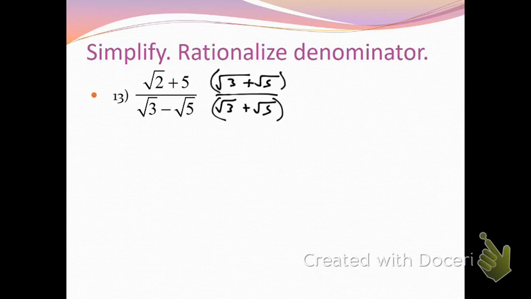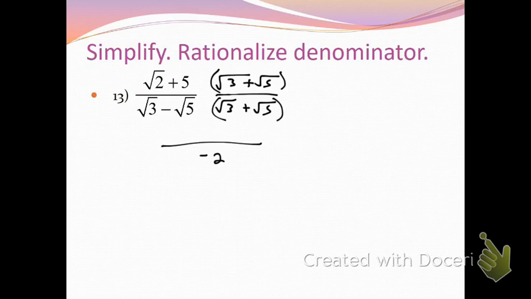Okay? Let's go to our denominator first. We probably can do this in our head. Maybe not yet. What's square root of 3 times square root of 3? 3. And what happens to our outer and our inner? And what's the negative square root of 5 times positive square root of 5? Negative 5. So I basically have 3 minus 5 in the denominator, which is negative 2.